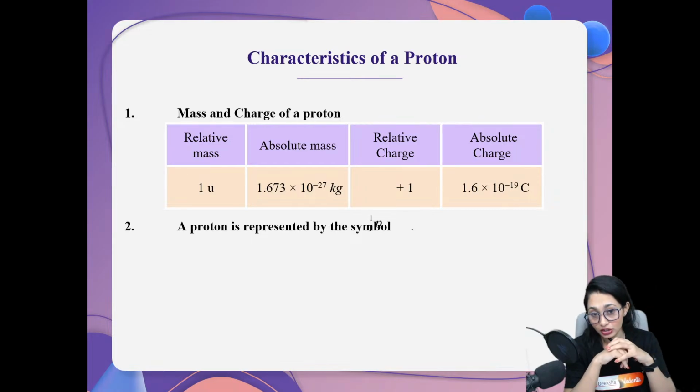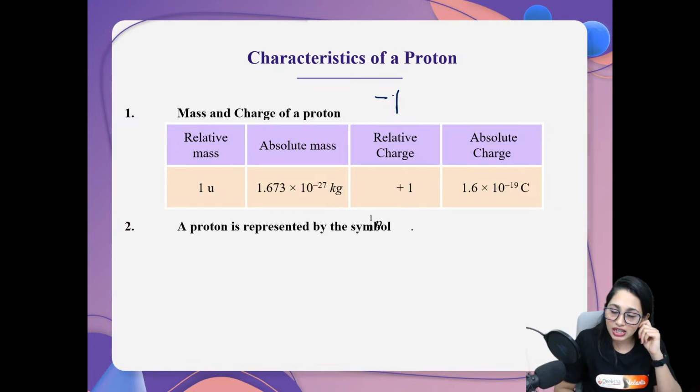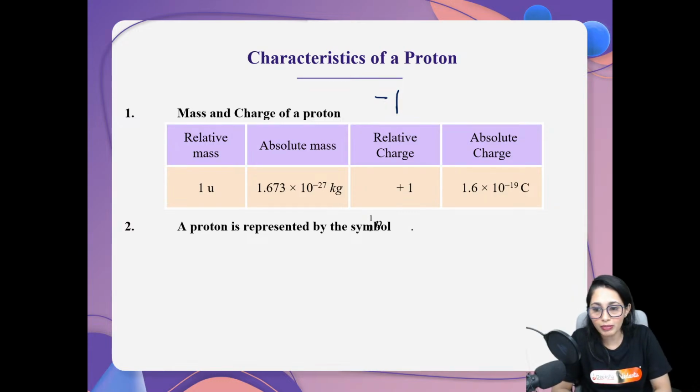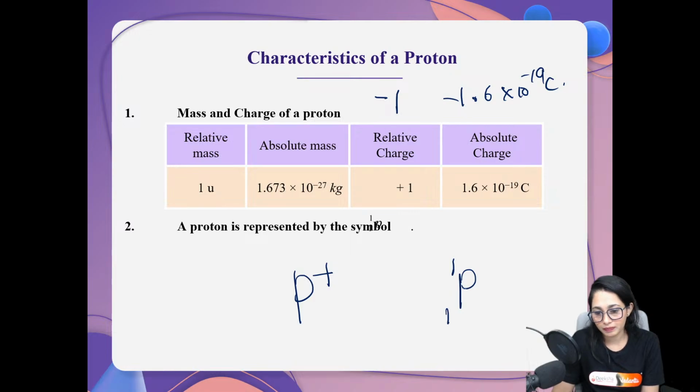The relative mass is 1 atomic mass unit. Absolute mass is 1.673 × 10^-27 kg. Relative charge is +1. In case of electron, it was -1. Absolute charge is +1.6 × 10^-19 coulomb. For electron, it was -1.6 × 10^-19 coulomb. And the proton is represented by the symbol P+. So this is also how we are going to write.